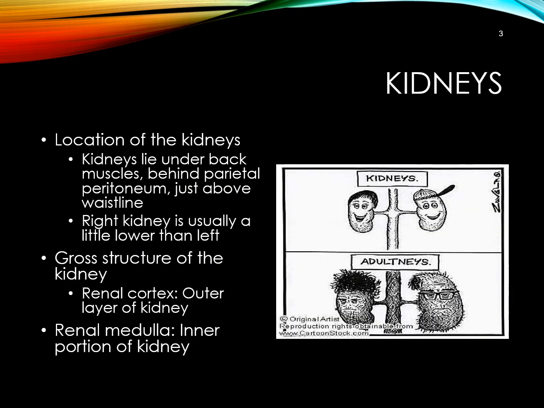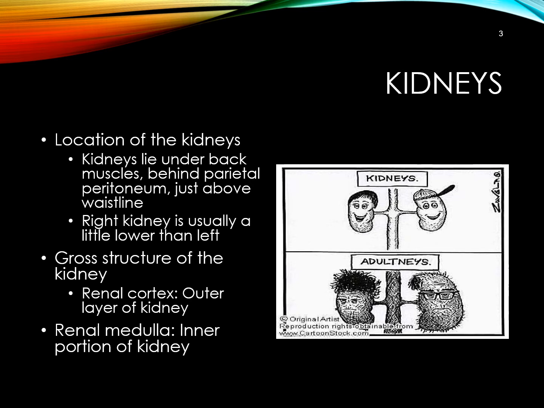The kidneys play an integral role in the maintenance of homeostasis. They help to clean the blood of waste products. They also help to maintain electrolyte balance, water balance, and acid-base balances in the body. So where are the kidneys located? Well, they're located under the back muscles and just behind the parietal peritoneum.